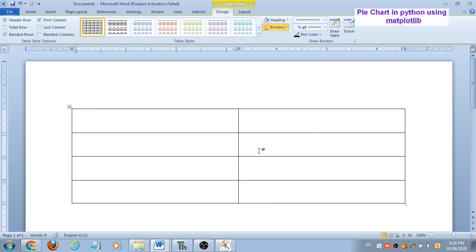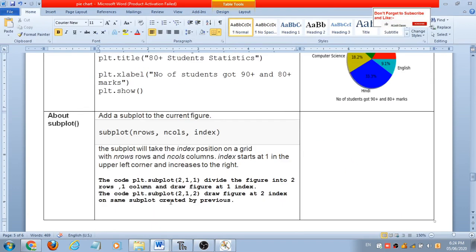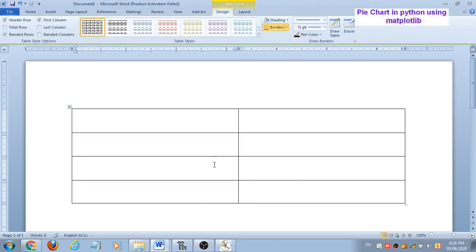We can divide this. So how does the subplot function work? In subplot we can provide the number of rows and then the number of columns that we want, meaning in which way we want to divide all the plotting area. Suppose we want 4 rows and then 2 columns, then we can do this.